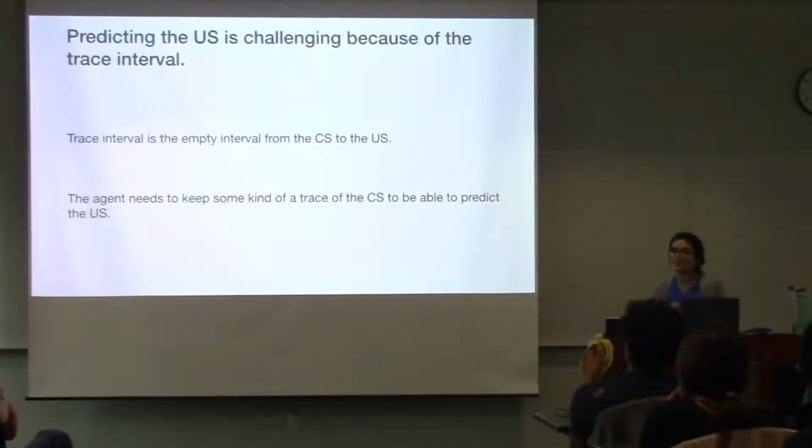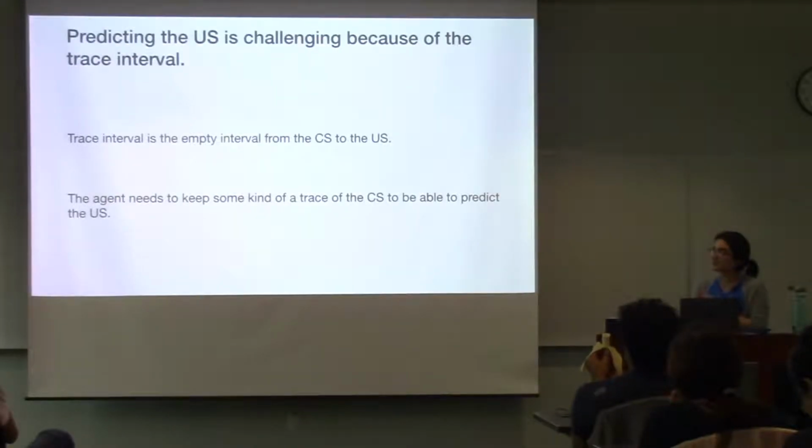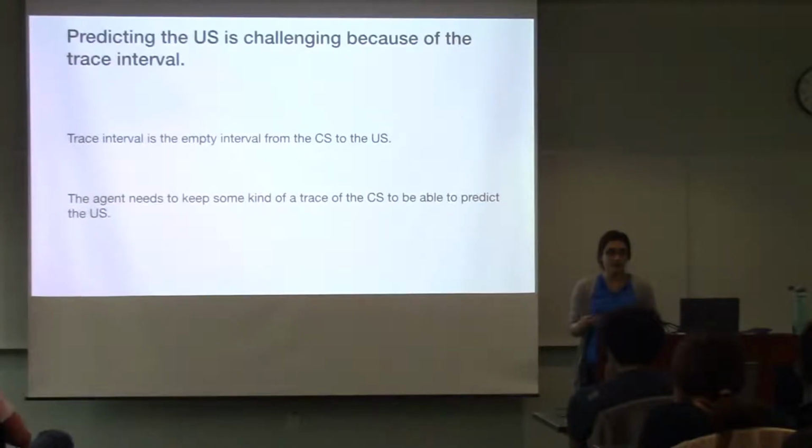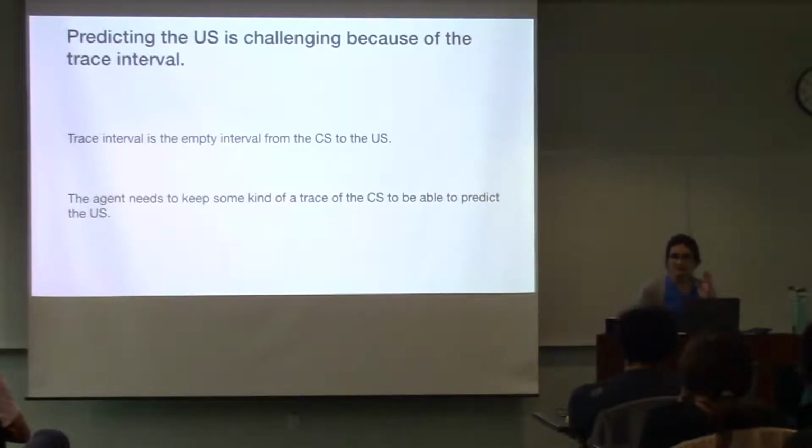Okay, so the question is, why is this even challenging? This is a simple problem, yet it's challenging because we have this interval which is empty, during which nothing happens between the CS and the US. This interval is called the trace interval, and the agent needs to keep some kind of a trace of the CS to be able to predict the US, or fill this gap.